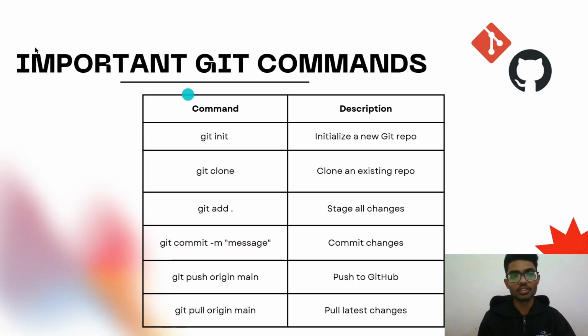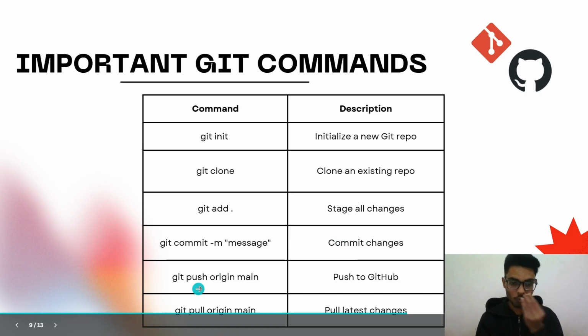Now coming to the important Git commands. Git init is there to initialize a new Git repository. Git clone is there to clone an existing repository. Git add dot is there to stage all the changes. Git commit -m and my message is to commit my local changes.